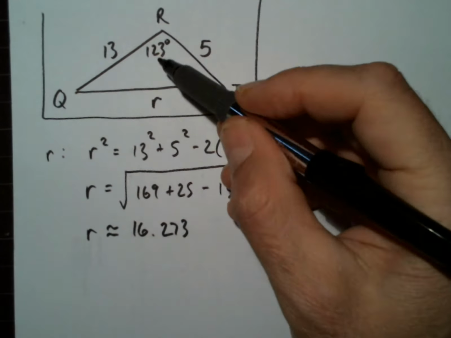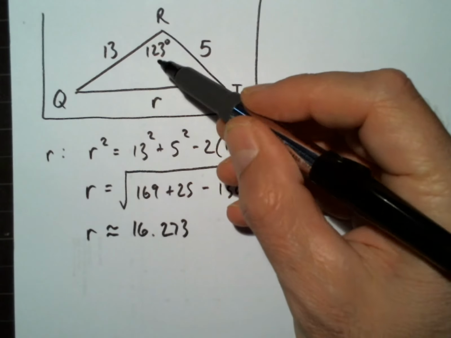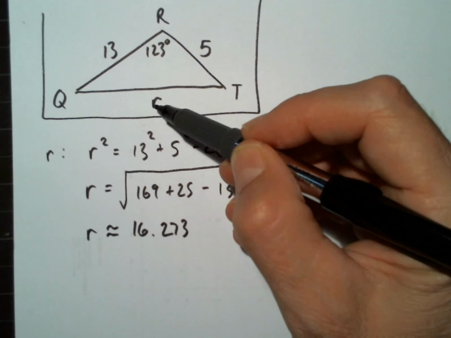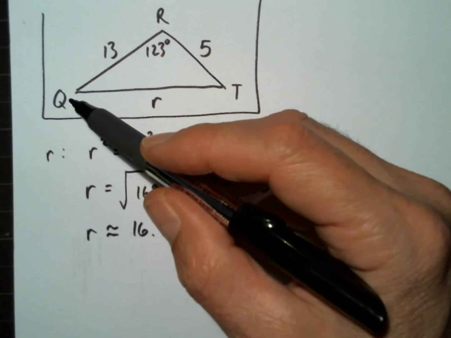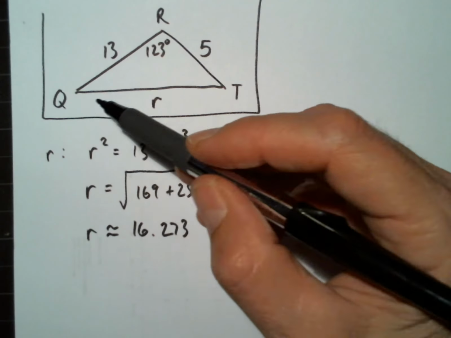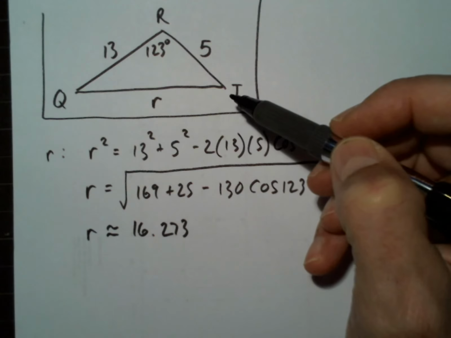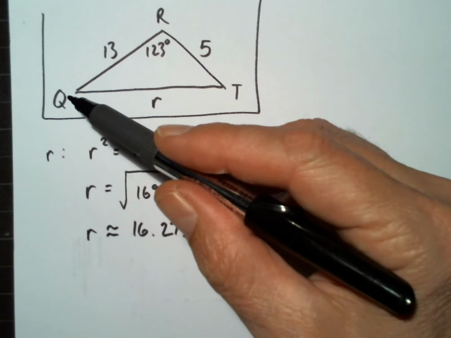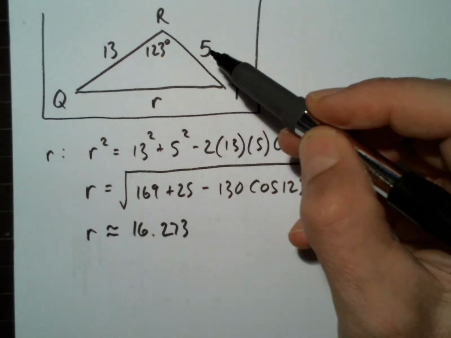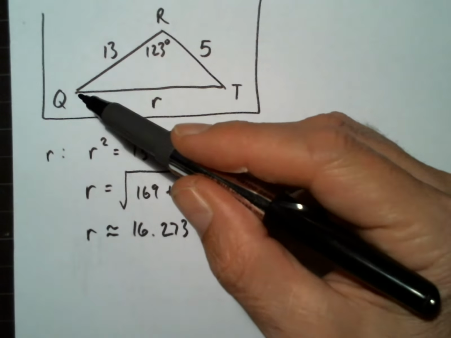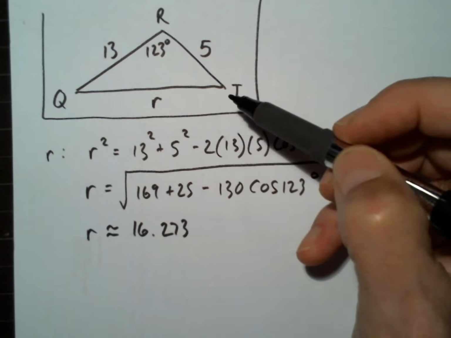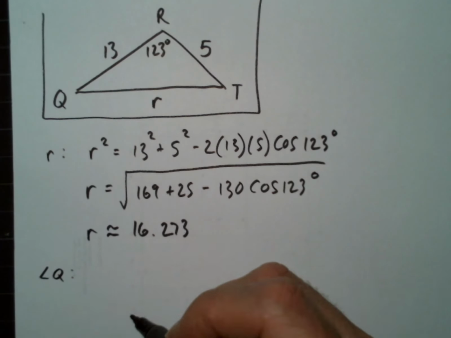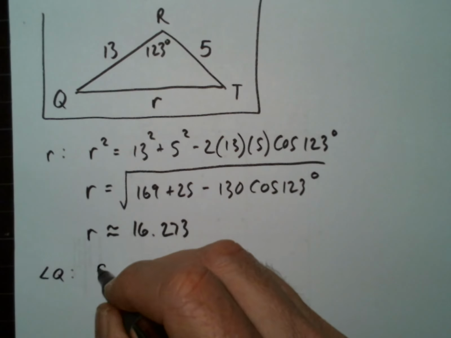So now we have a pair of opposite angle and side. We can now use law of sines. We can find Q or we can find T. We want to make sure we find the small angle first. So since 5 is opposite of Q, we know Q is smaller than T. So let's find Q.